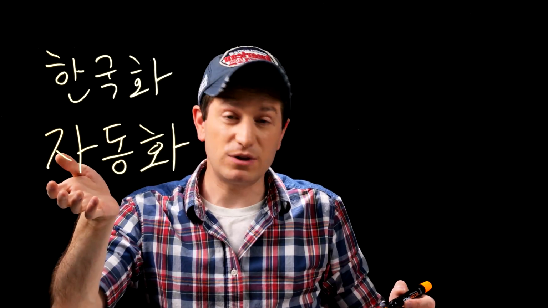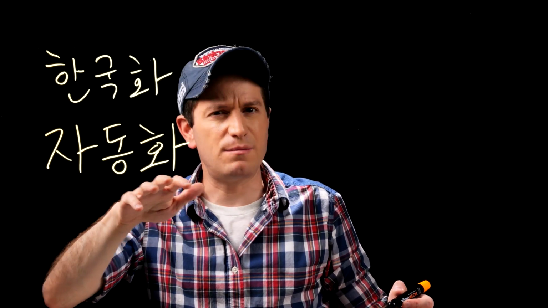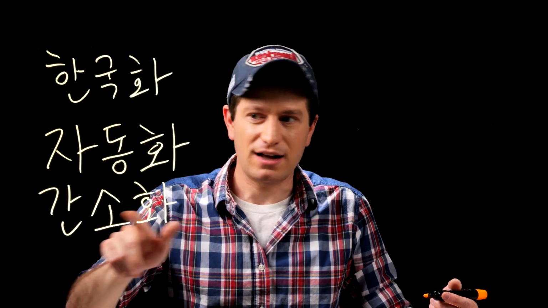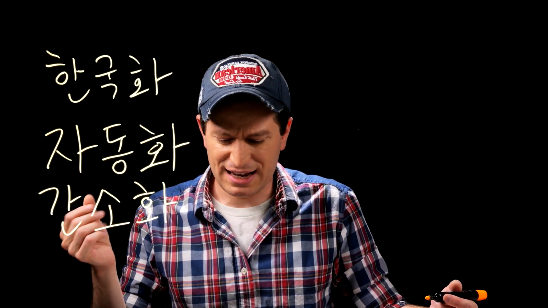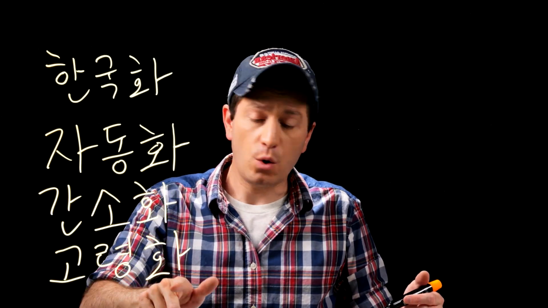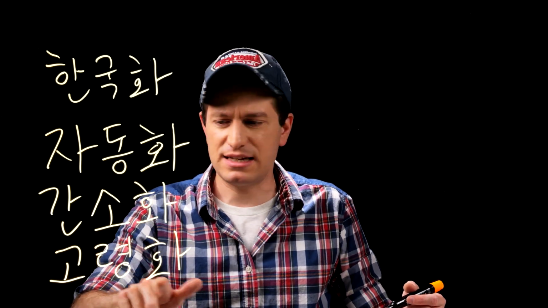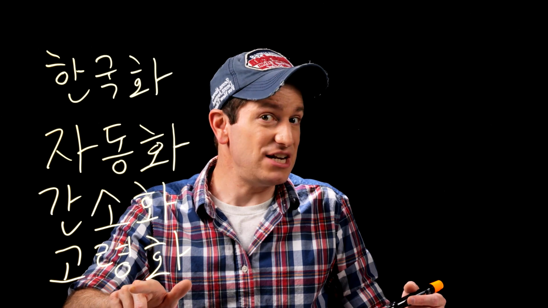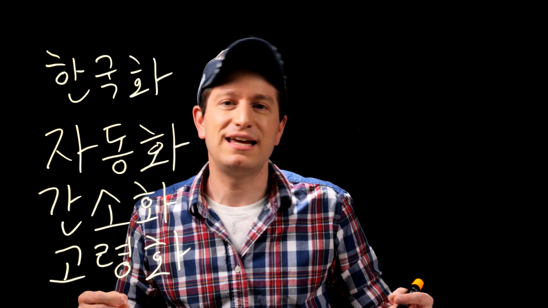The word 자동 means automatic. So can you guess what this word means? 자동화, so becoming automatic. Automation. The next one is 간소화. 간소 means simple and plain. So simplification. So again, something becoming simple and plain is 간소화. Or 고령화. 고 means high, 령 means age or years. This is rising ageization. Literally, this would be becoming older in age, or we would just say aging.